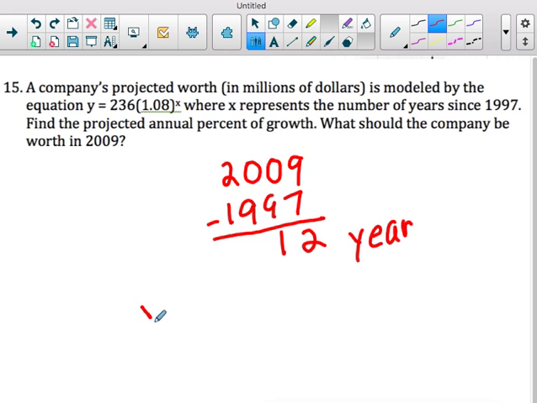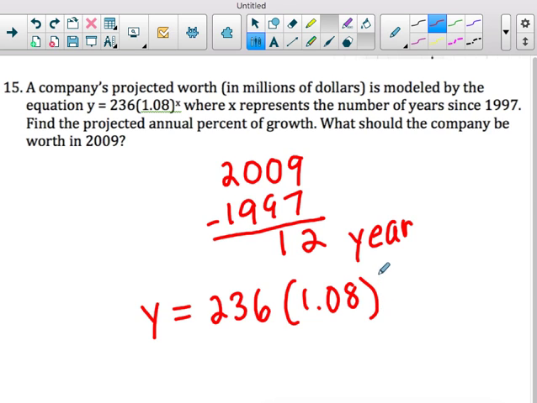So we would put in our equation y is equal to 236 times 1.08 raised to the 12th power. And if we put that into our calculator, that is going to give us our projected net worth in 2009.